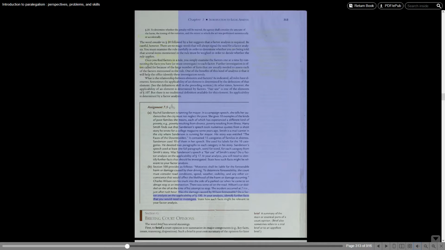Do a factor analysis on the applicability of 100. In your analysis, identify further facts that you would need to investigate. State how such facts might be relevant to your factor analysis.